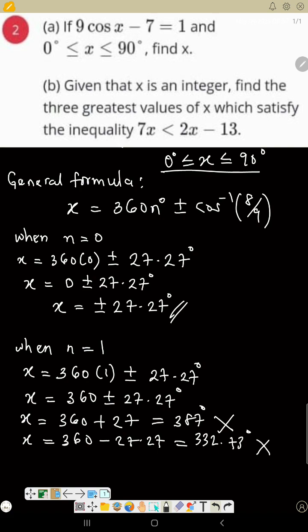So there is no need of doing n equals to 2, n equals 3, since n equals to 1 is out of range. If you put 2 here now, 360 times 2 is 720. It will always be out of range. So that means the only valid result is this in that range. So you now conclude that x is equals to 27.27 degree, that is plus or minus.